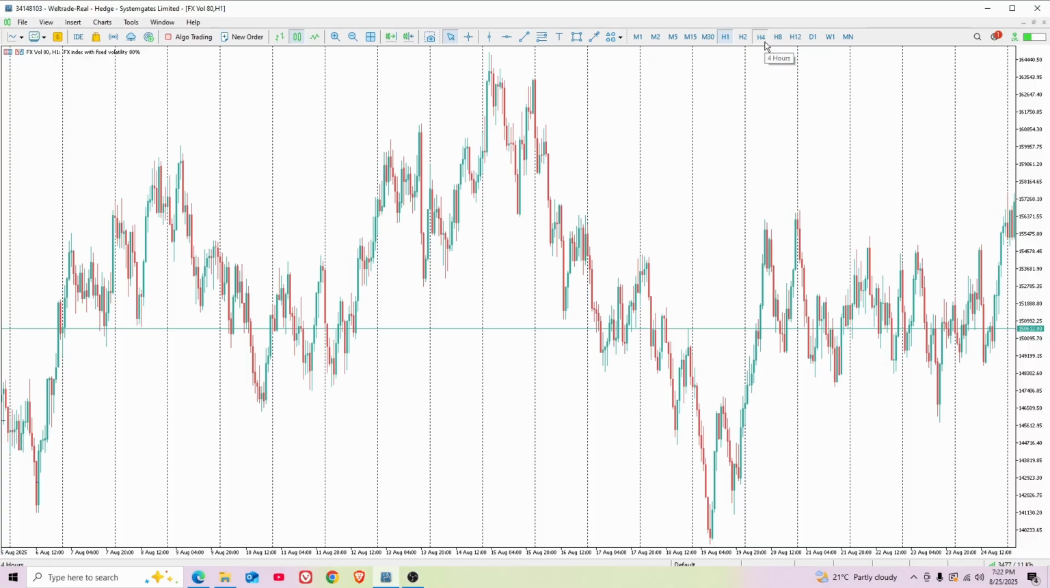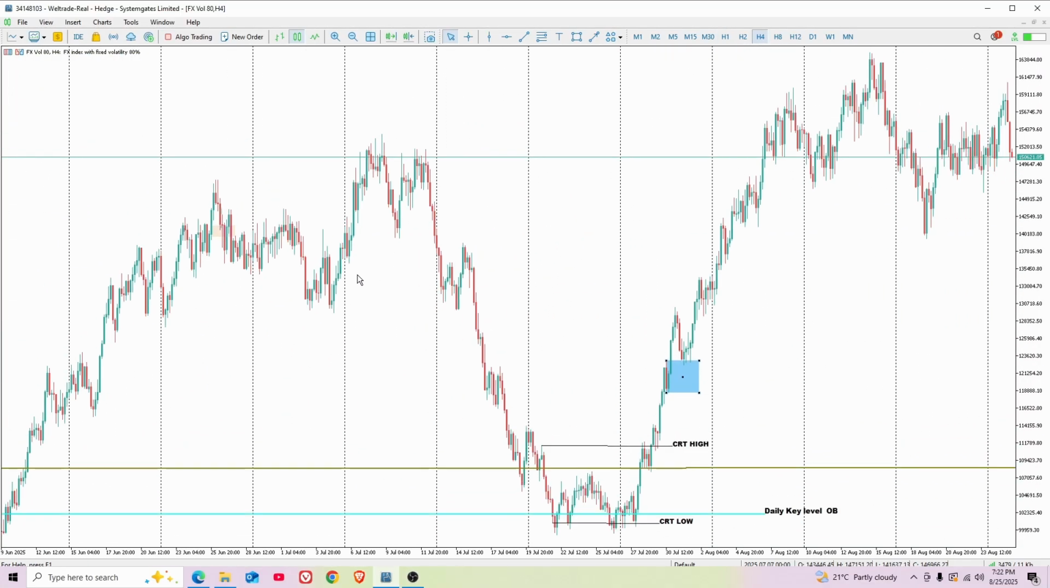Let's go to our higher time frame, which is 4 hours, right? So in the 4 hour chart, we have this whole leg as an order block. We have a change in the state of delivery. The market comes back, we tap in here. What are we looking for in this area? This is a key level. You have your CRT high, your CRT low. The market takes out the CRT low, taps into a key level, closes inside there.